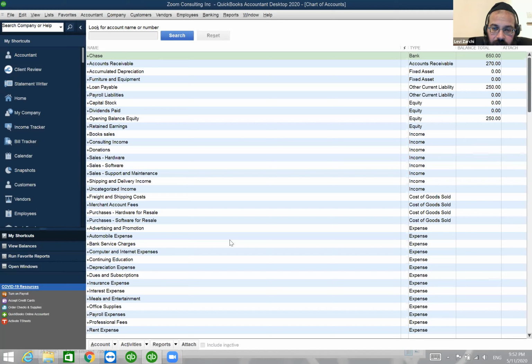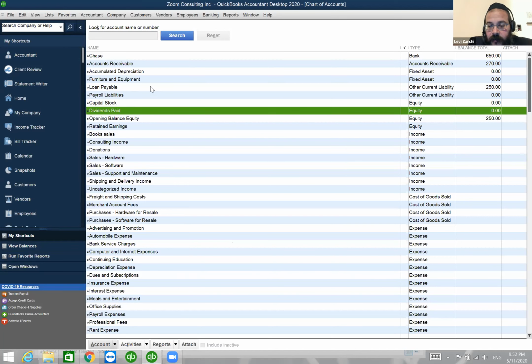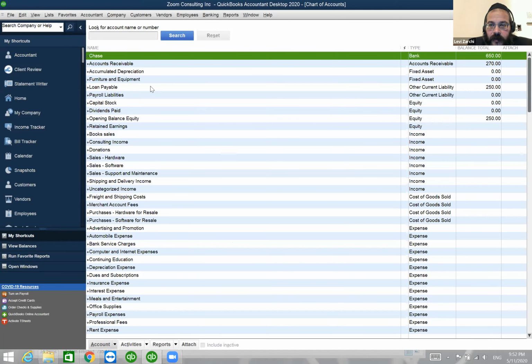Is there a difference between bank register and a bank on the list of accounts? It's one and the same. It's actually a different format. Does anyone remember how much was in the bank account? It was $650. If you look up over here at the top, again, we have the same 650.